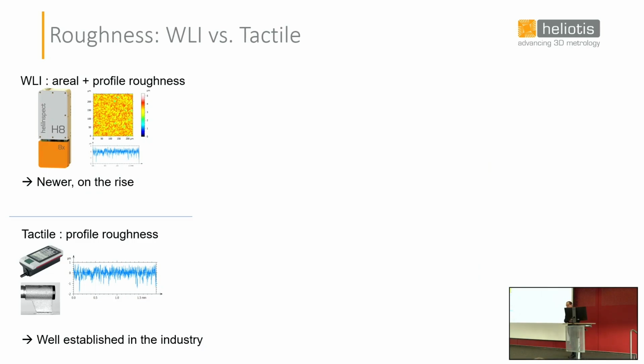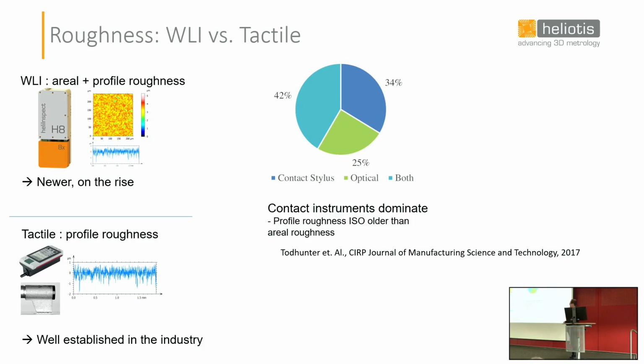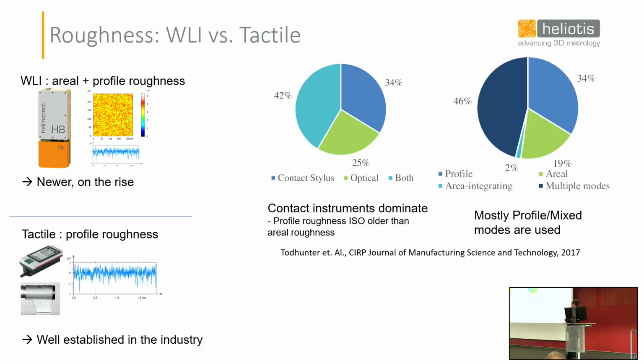Now, the obvious issue in the industry is the age of these technologies. As I said, roughness is really old. So people tend to use tactile probes a lot. That's pretty much the norm in the industry, and that's what everyone knows. White light interferometry, or most optical techniques, are actually quite new. And if you look at this study, you can see that indeed, even today, contact measurements dominate. And even if you use some sort of areal measurement, typically, profile modes or at least multiple modes, mixed modes are used. It's quite rare that people exploit the full benefit of areal measurements.